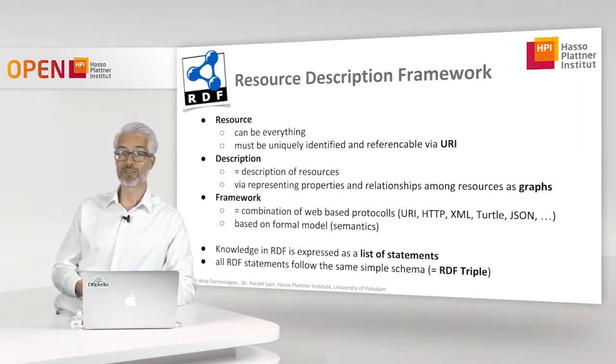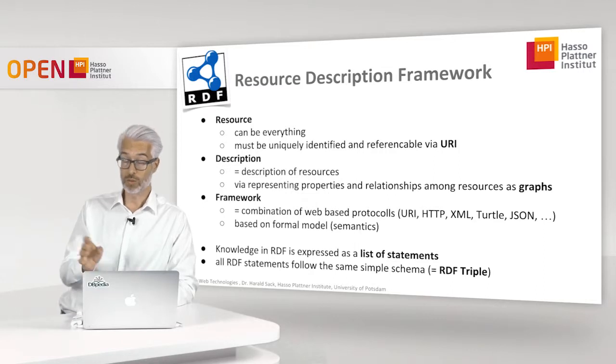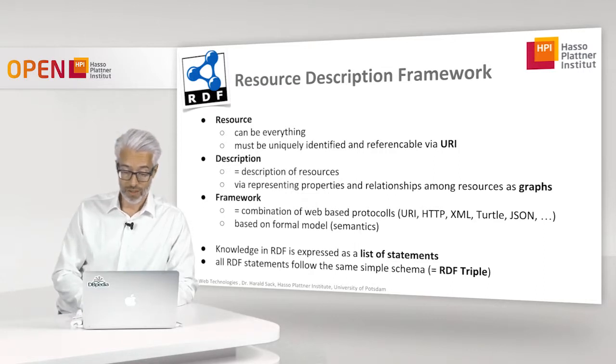For access mechanism, we have HTTP. And then we have certain so-called serializations or dialects or encodings of that RDF, which can be based on XML, which can be Turtle, or which can also be based on JSON, and many more. So again, what we need to work with this as a knowledge representation, we also must have a so-called formal model. So we will talk about that later on.